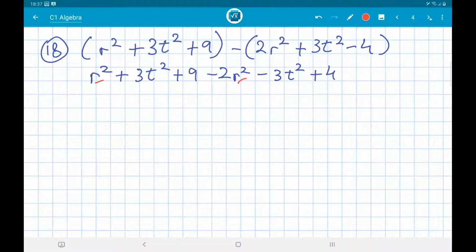Right, so we're going to do the r squareds first, which ends up with minus r squared. I don't like that. No, I do not like that. I'm not going to do that. Let's go with the positive numbers first. We go 4 and 9. So 9 plus 4 gives us 13. And t squareds, they just get cancelled. And r squared minus 2r squared gives you minus r squared. And that is that. And I do believe that's the last expression that we have to simplify based on this book that I'm going through.